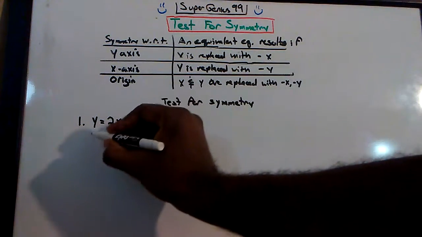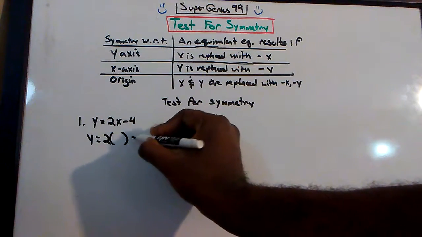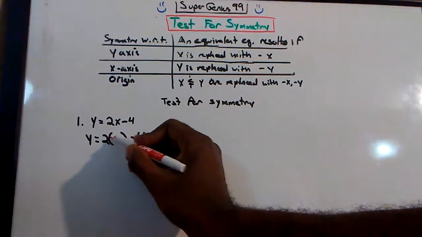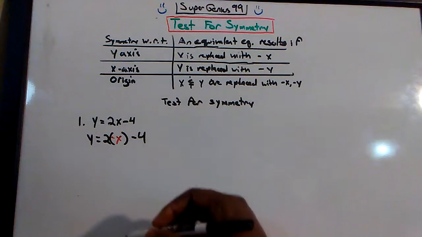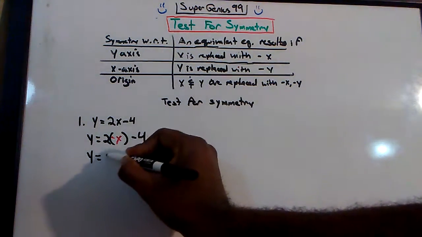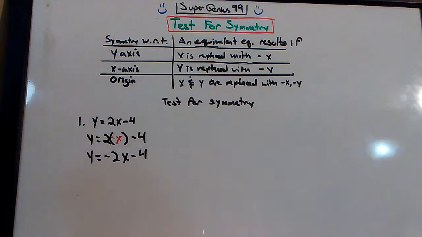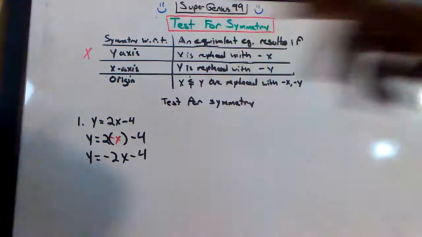So I'm going to have y is equal to 2, and I'm going to replace the x with the negative x. See if I get the same equation. Let's see. Negative x. Okay. What happens if you multiply 2 by negative x? 2 times negative x is negative 2x. So does this equal your same equation? No. So in this case, this one is not symmetrical to the y-axis.